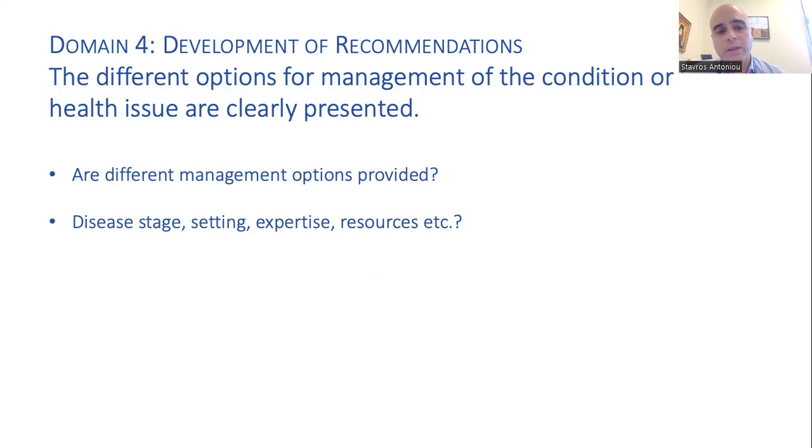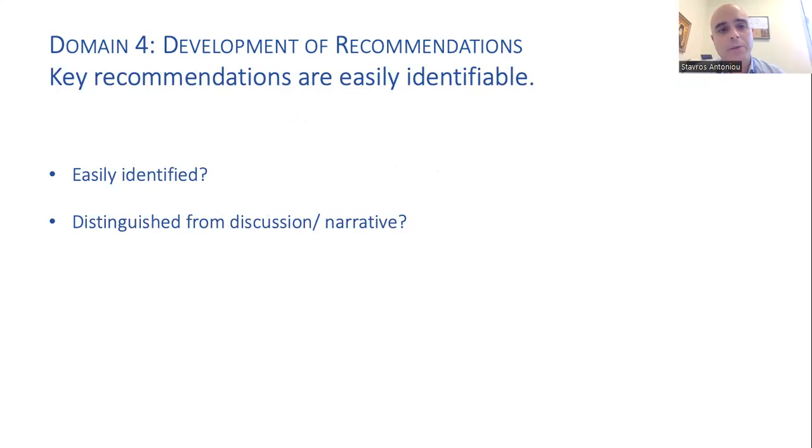Are there any different management options provided, depending, for example, on disease stage, setting, expertise, experience, resources, etc.? Key recommendations are easily identifiable. Can the recommendations be easily identified, and are they distinguished from the discussion or narrative supporting the recommendations?